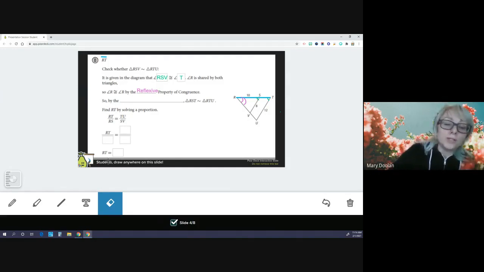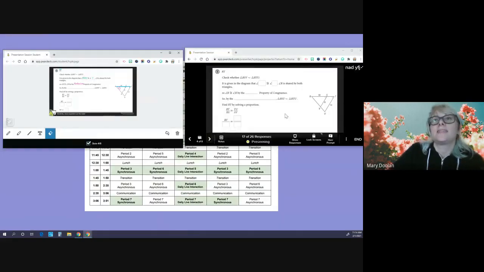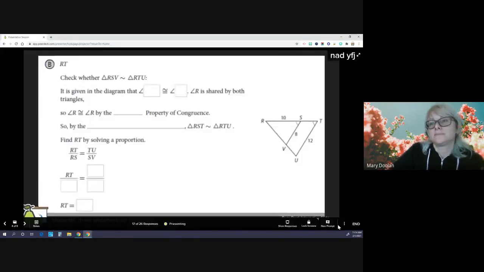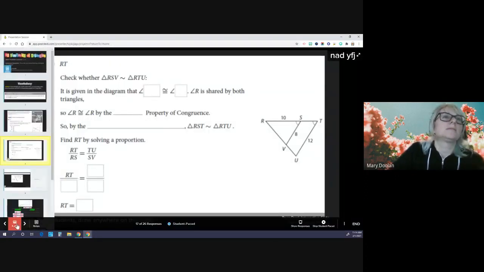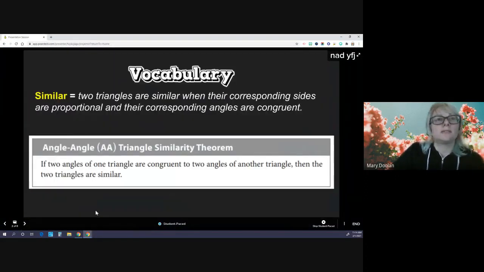And so once you know you have two pairs of congruent angles, now we can use a theorem to say the triangles are in fact similar. And that theorem is right back here on the vocabulary slide. That is the angle triangle similarity theorem. And so we're going to type that in. We're going to put by the triangle similarity theorem.